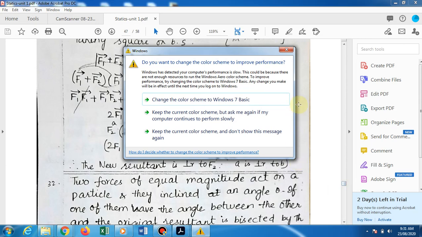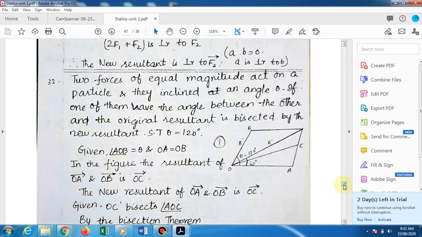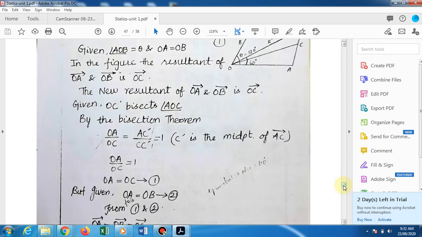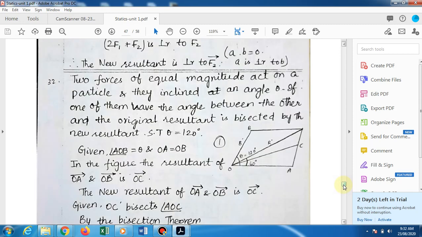Next, you see the next problem. Two forces of equal magnitude act on a particle and they are inclined at an angle theta. If the original resultant is bisected by the new resultant, show that theta is equal to 120 degrees. You see the proof.